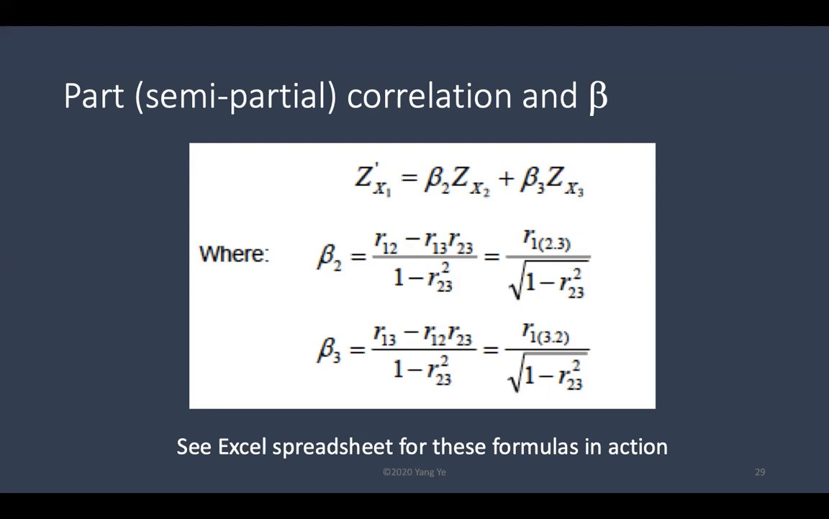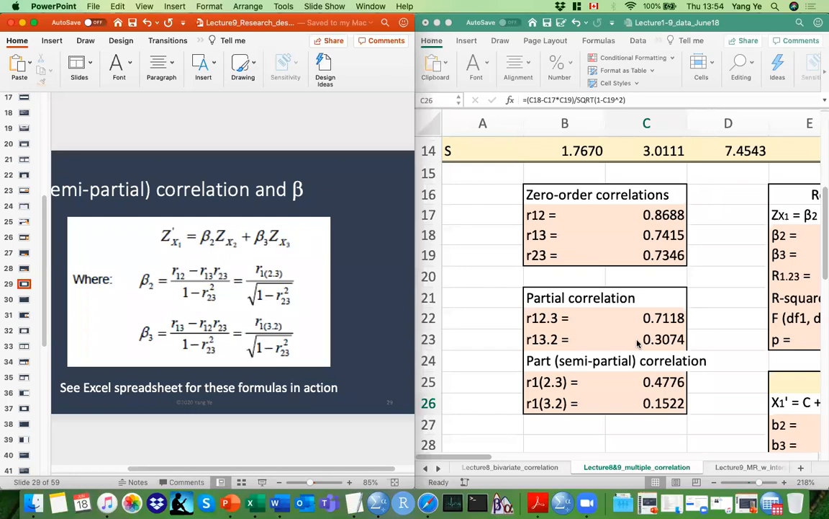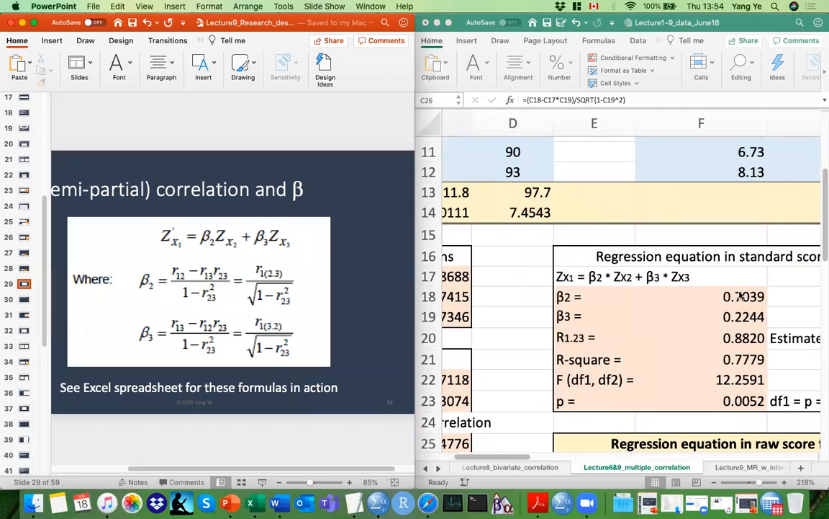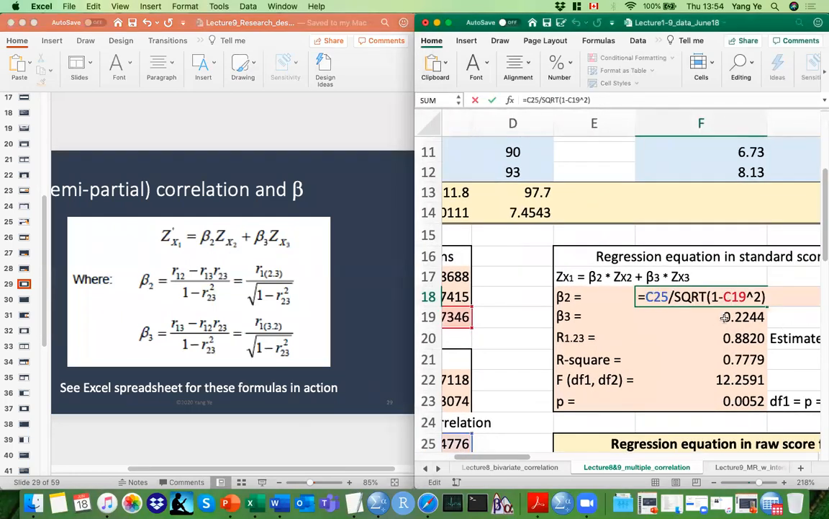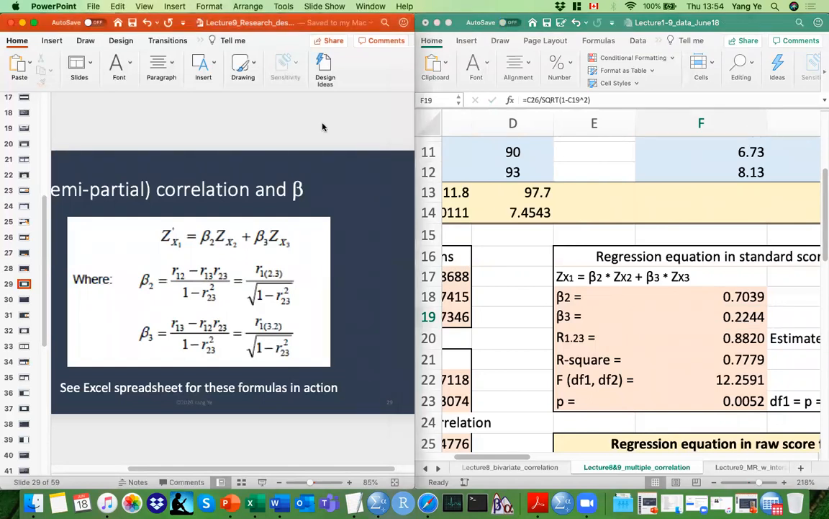Scaled against the error of x2 and x3. And these equations are used to calculate the beta here in the Excel form. And that's how I calculated beta 2 and beta 3. And if you're interested, you could look at the equation and calculate it yourself. So that's beta, okay? And if you compare these to the SPSS output, they are the same.